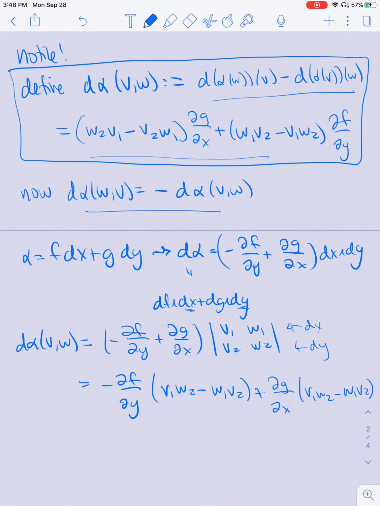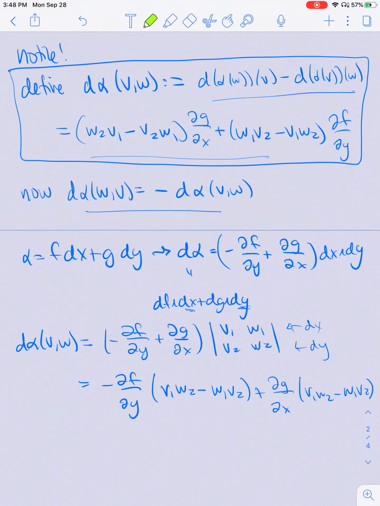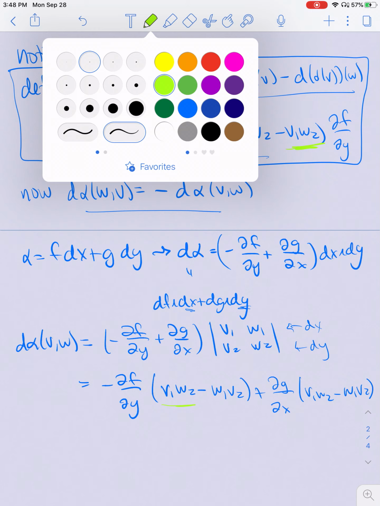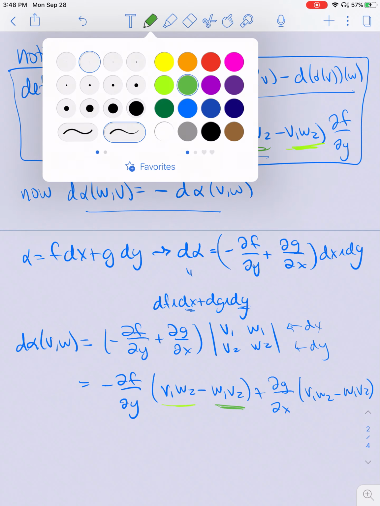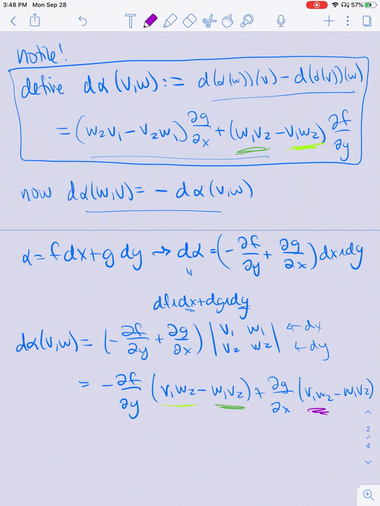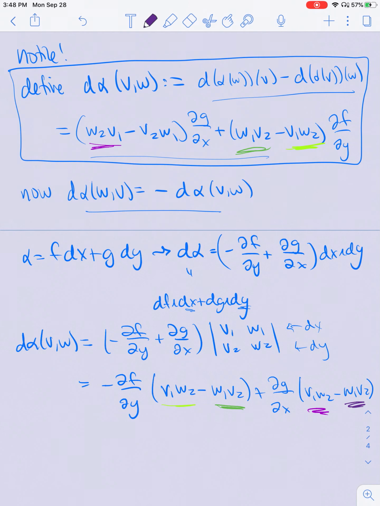And then if I go up and look at the formula that I've gotten, what I end up seeing is, I've got a df/dy times v1 w2, and here I have a v1 w2 times minus df/dy. I have a w1 v2 times df/dy, and then I have a v1 w2 times dg/dx there, and w1 v2 times dg/dx. So I get the exact same thing.